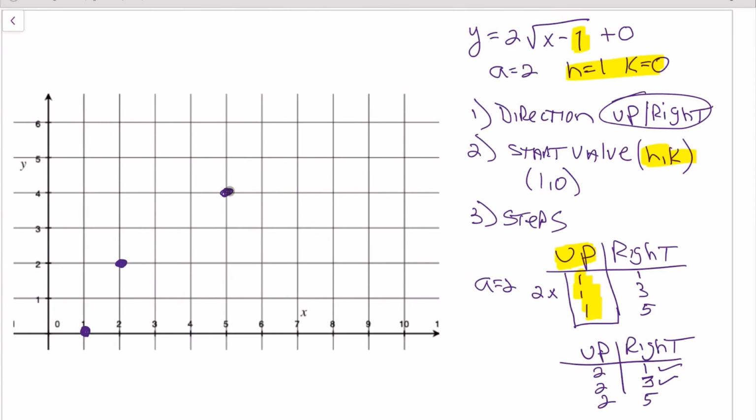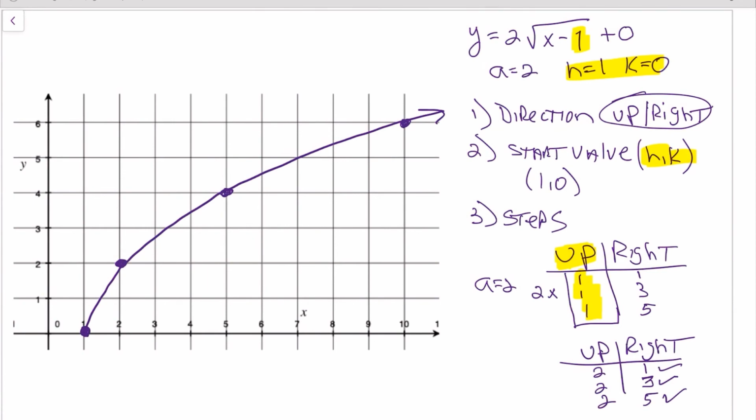And we're going to do it again. So we're going to go up 2. And this time we're going to go right 5. So 1, 2, 3, 4, 5. And that's really it. And then all you're going to do, after you have these points, is just sketch the curve. And that's your radical graph. That's really it.